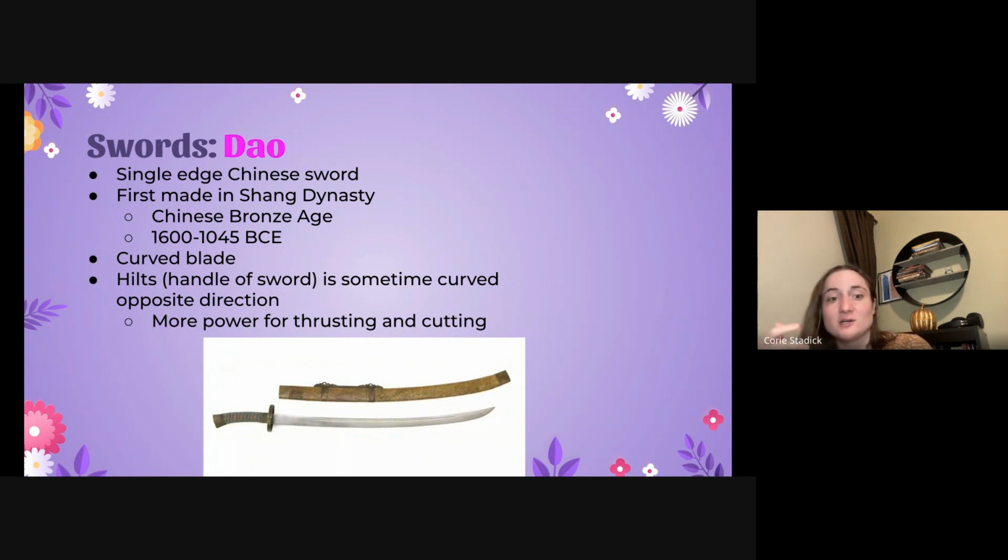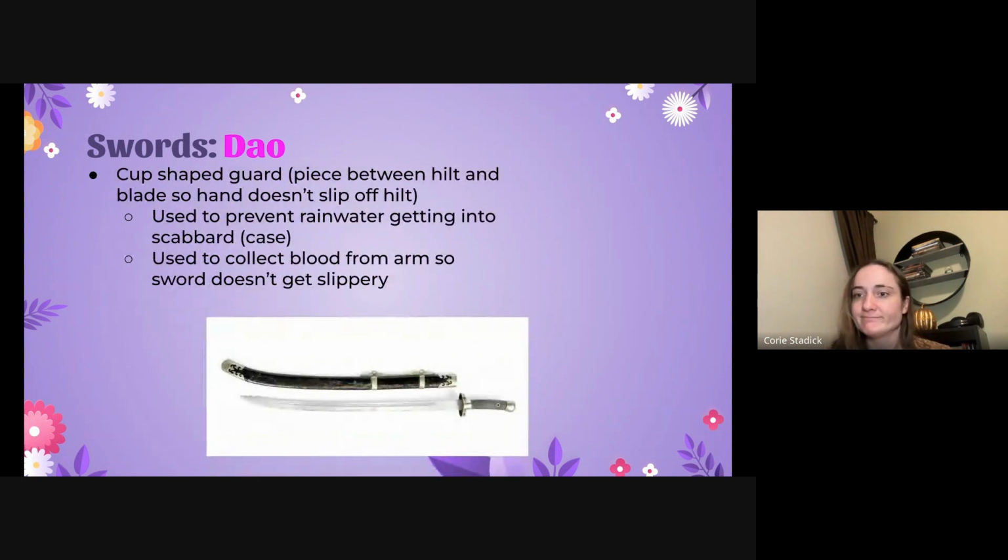It's unique because it has a curved blade, but also the hilt, which is the handle of the sword, is also curved, but in the opposite direction. So you can see here on the picture, the blade is curved like this, but the hilt is curved like this. And that is for more power for thrusting and cutting. So when you use it, there's more force, but it's easier to control the sword as you're swinging it through the air so you can kill more people. It's pretty much what that is.